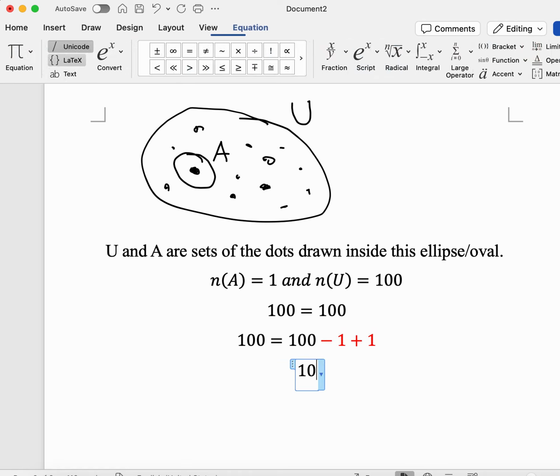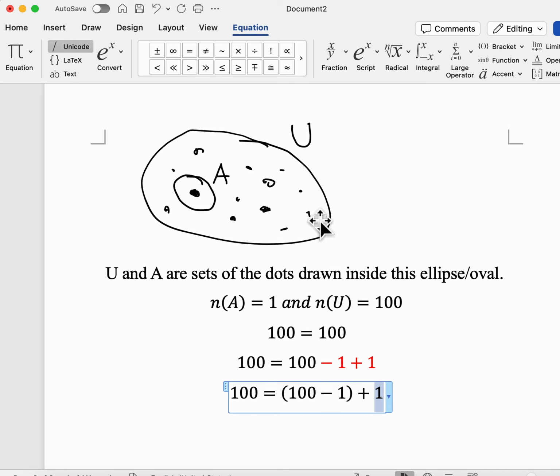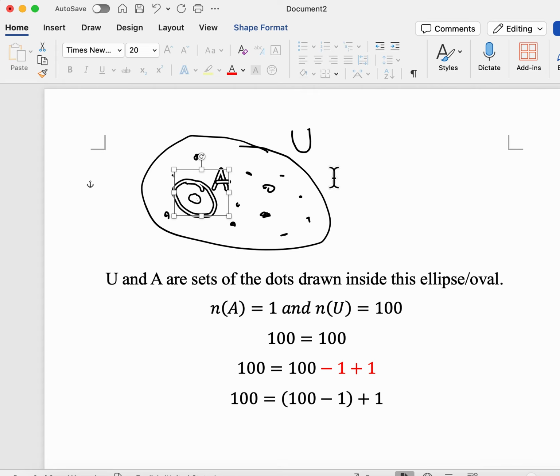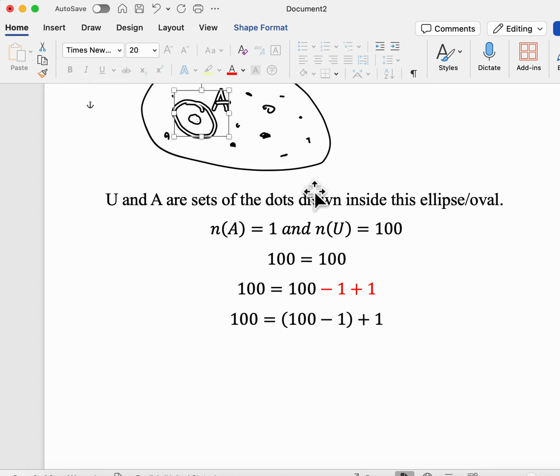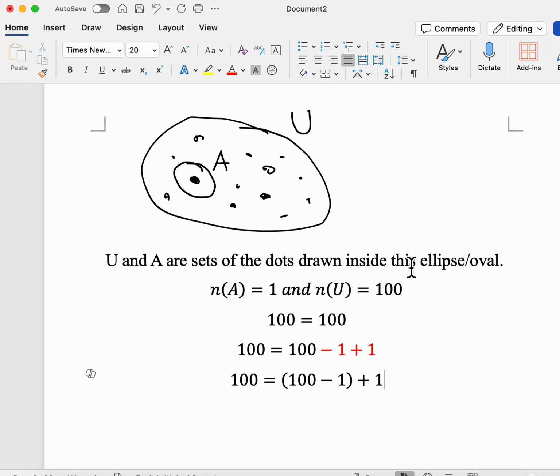But now, for the magic of algebra, I can group these things together. This 100 minus 1 is the stuff remaining in the bag, oval, whatever, once I pick the dot out. There were 99 dots remaining, and I only picked out one dot. So I basically partitioned or split this big set into two sets: A and the stuff that's in U but not part of A. Well, let's generalize this. Let's look at the universal set here.